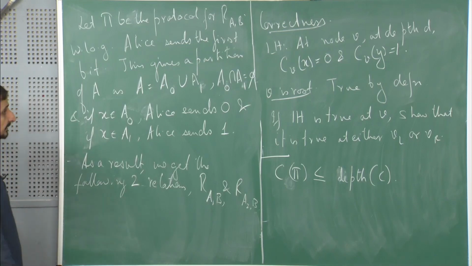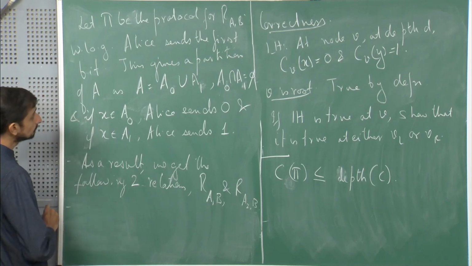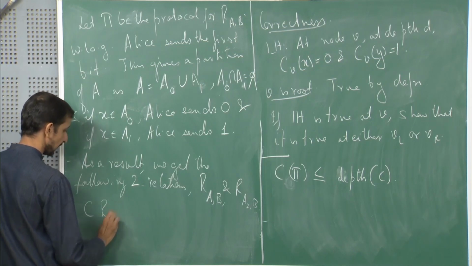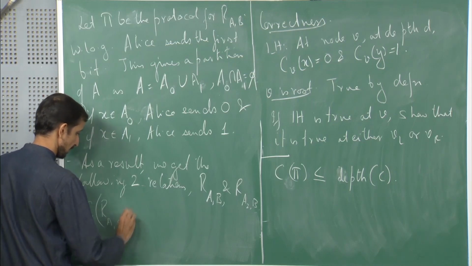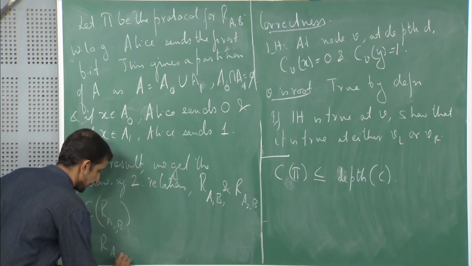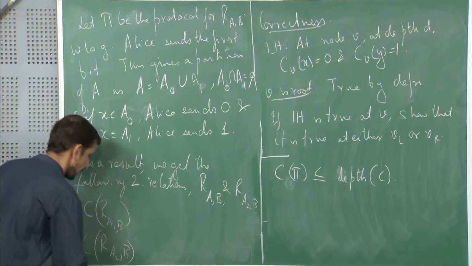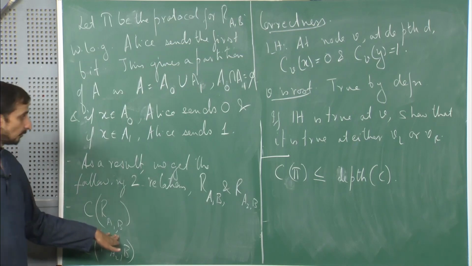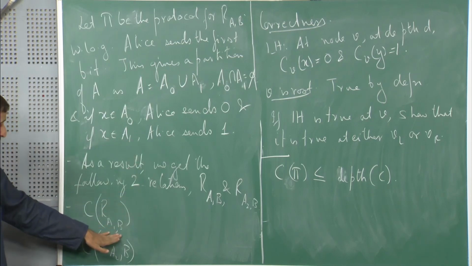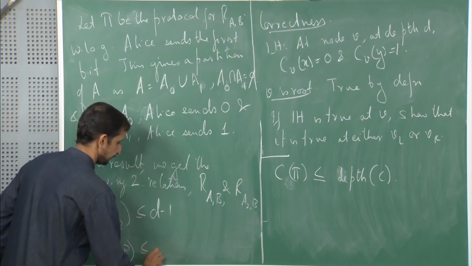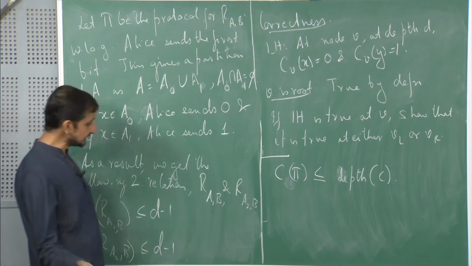And now if we consider the communication complexity of these two relations, CR A1B and CR A2B, what can we say? Well, because already one bit is communicated, the communication complexity of these two relations is at most d minus 1.